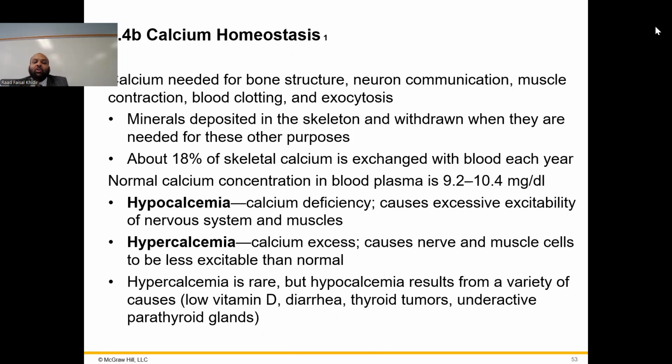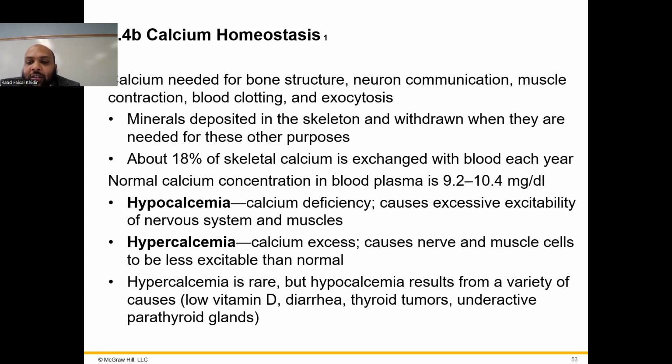We talked about calcium homeostasis, where calcium is needed for bone structure, neuron communication, muscle contraction, blood clotting, and exocytosis. They did not mention the one thing I said earlier. What did I say is too bad, too dangerous, when there's too much calcium? If you have hypercalcemia, you have to turn on something that was supposed to be off: an autocatalytic, destructive, degradative metalloproteinase enzyme.